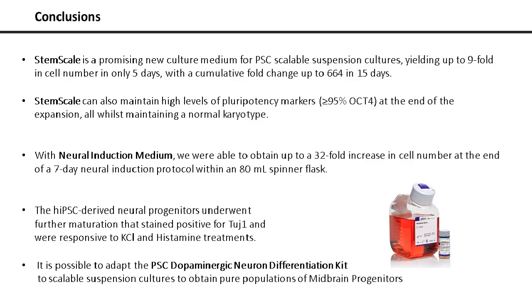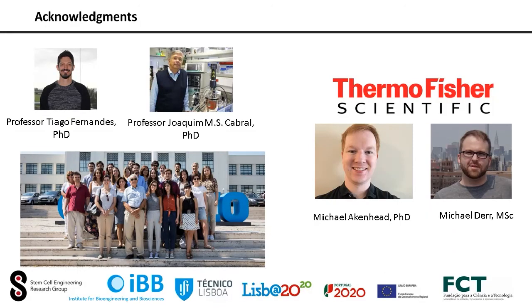On the other hand, the neural induction medium also allows us to have up to a 32-fold increase in cell number, and the cells that we obtain are able to further maturate and stain positive for TUJ1 and also respond to potassium chloride and histamine treatments. Also, the pluripotent stem cell dopaminergic neuron differentiation kit was able to be used in a scalable platform using 3D cultures, and we were able to obtain pure populations of midbrain progenitors.